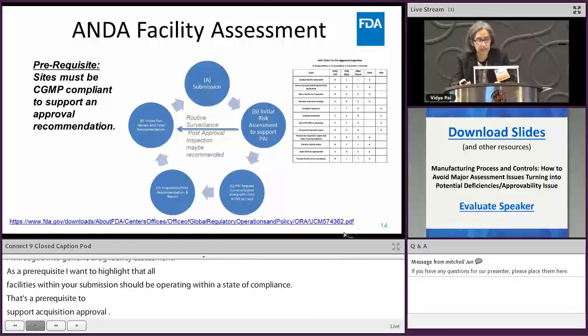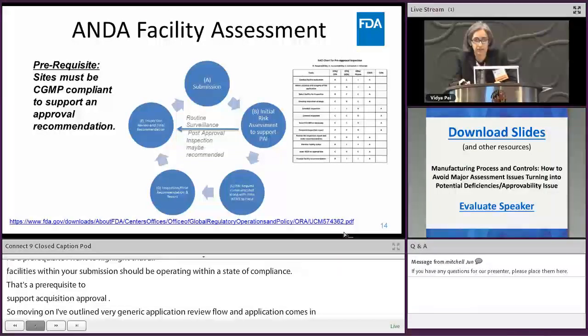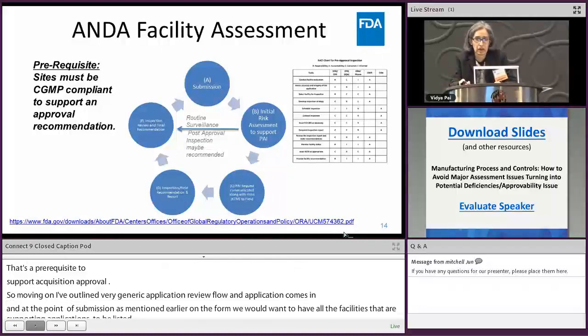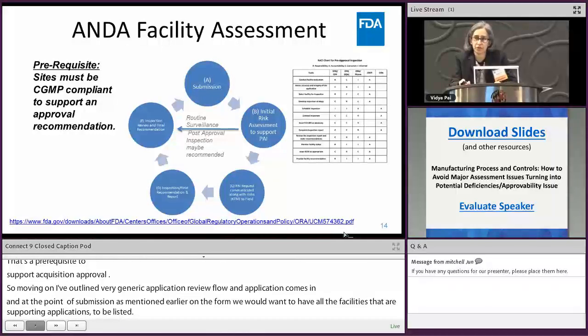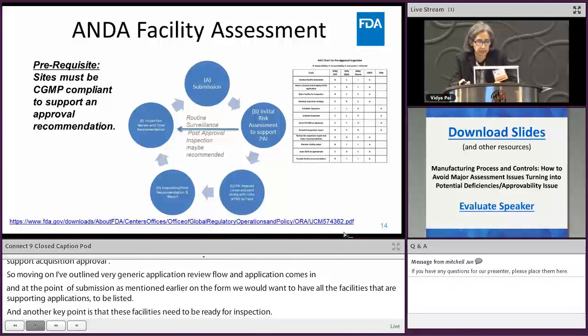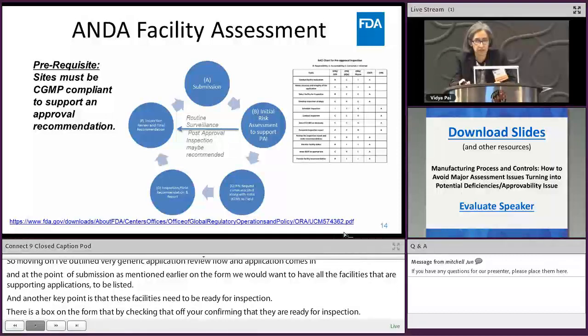So moving on, I've outlined a very generic application review flow here. An application comes in, and at the point of submission, as mentioned earlier on the Form 356h, we would want to have all the facilities that are supporting the application listed. Another key point I'd like to make is that these facilities need to be ready for inspection. There is a little box on the 356h form that by checking off, you are confirming that they're ready for inspection. As part of our review, once an application comes in, there's an initial risk assessment performed by the facility reviewer or the manufacturing reviewer at this point.